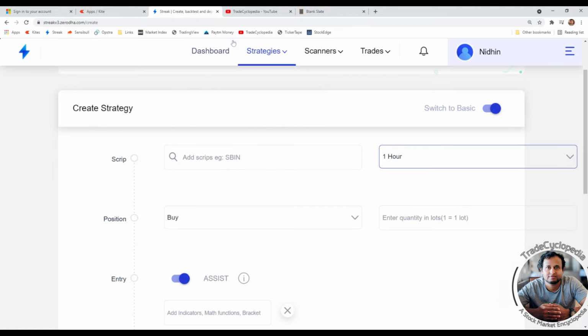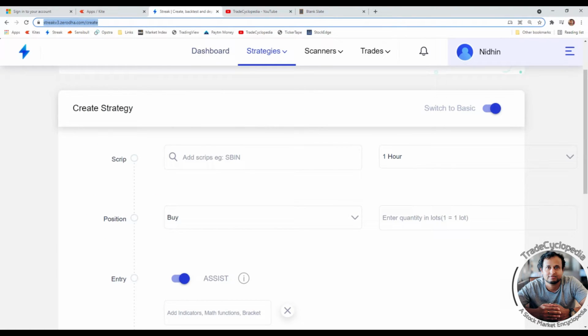Okay, so this is what I'm planning to code on Streak. So this is the Streak platform. This is the web platform I am using. Streak also has a mobile version. It's a simple mobile version. You can create the same strategy and scanners in the mobile version as well. When I log in, I log in to Streak with my Zerodha credentials. So this is the Streak URL. When I open this site, I log in using my Zerodha credentials.